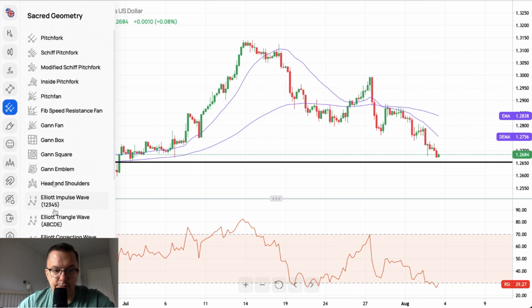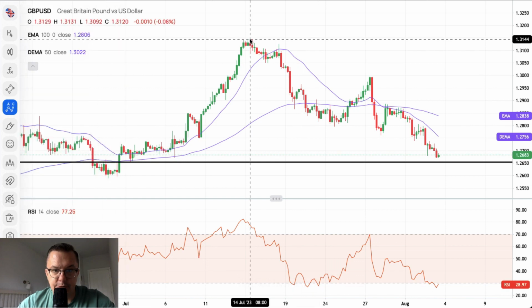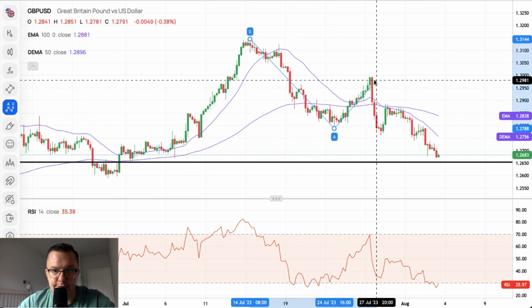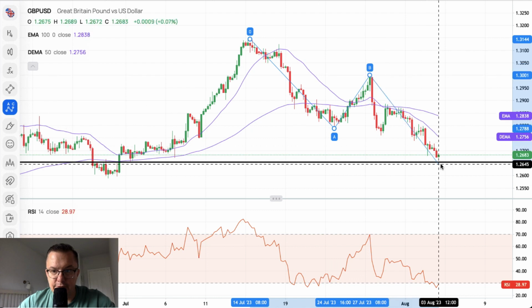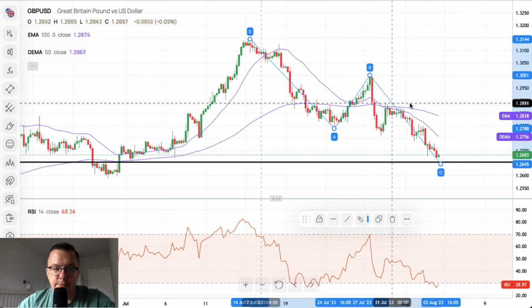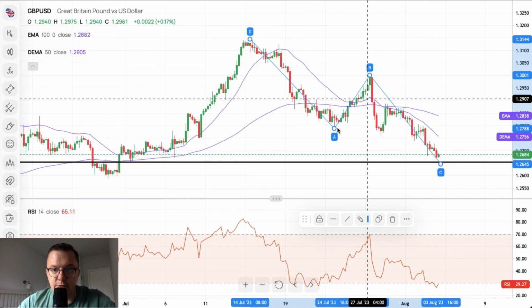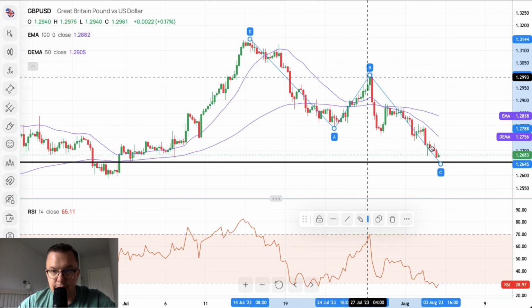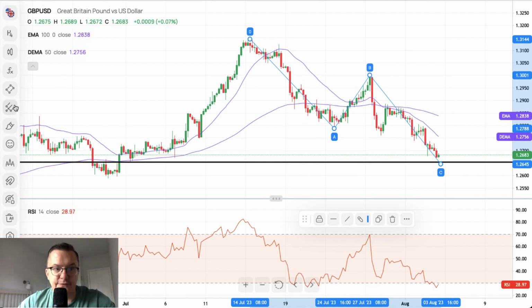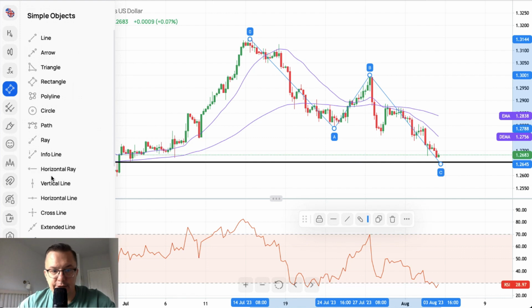So let me just show you guys what I have in mind. This is the wave A, this is the wave B. We are waiting for the target for the wave C, and it's supposed to be somewhere there. Then, of course, the length of the wave A will be equal to the length of the wave C from the high of the wave B. Okay, so that's a very strong relationship on this market and on any other market.